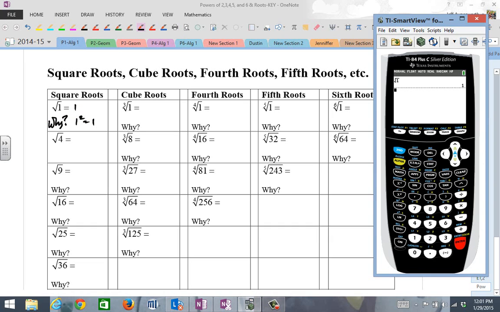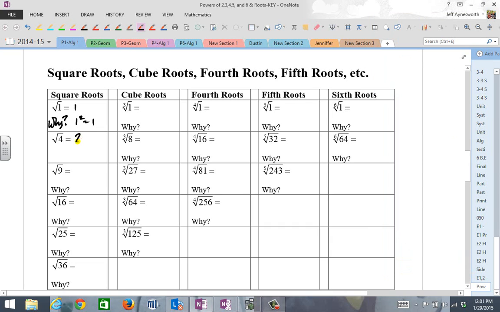The square root of 4 should be 2, right? Because 2 squared is 4. So this is equal to 2. The square root of 9 is 3, because 3 squared equals 9. I'm just giving you the why part so you understand it. Square rooting is not about dividing by 2.